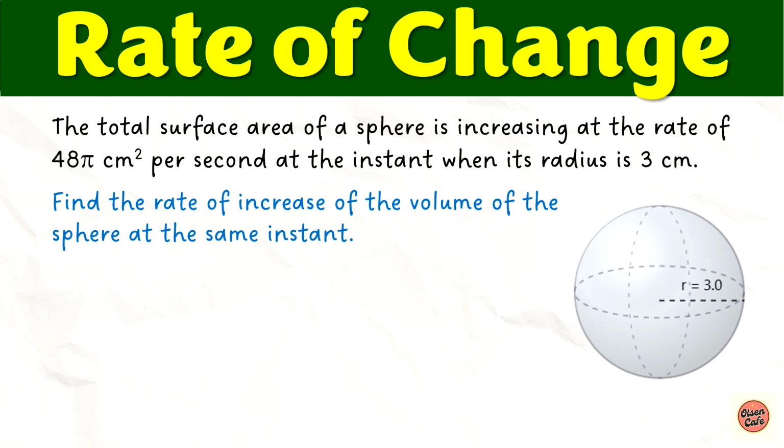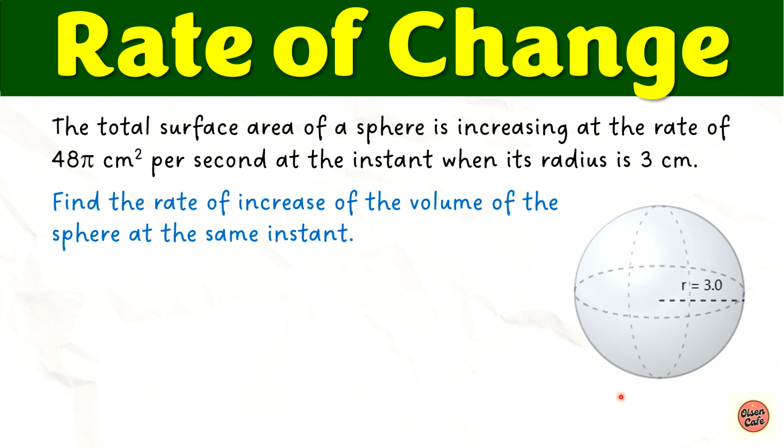In this video, I am going to walk you through one of the most challenging questions many students could not do, that is involving rate of change. Let us first take a look at the question. It is given that the total surface area of a sphere is increasing at the rate of 48 pi centimeters square per second at the instant when its radius is 3 cm. We are to find the rate of increase of the volume of the sphere at this instant.